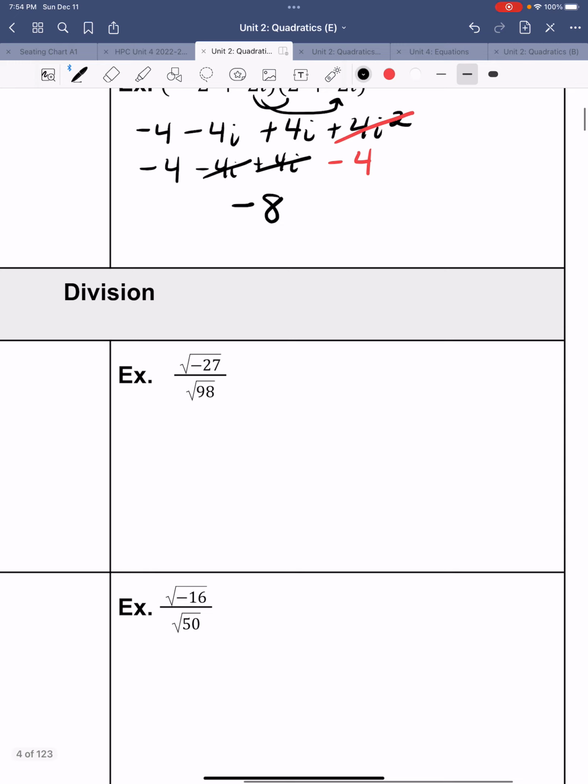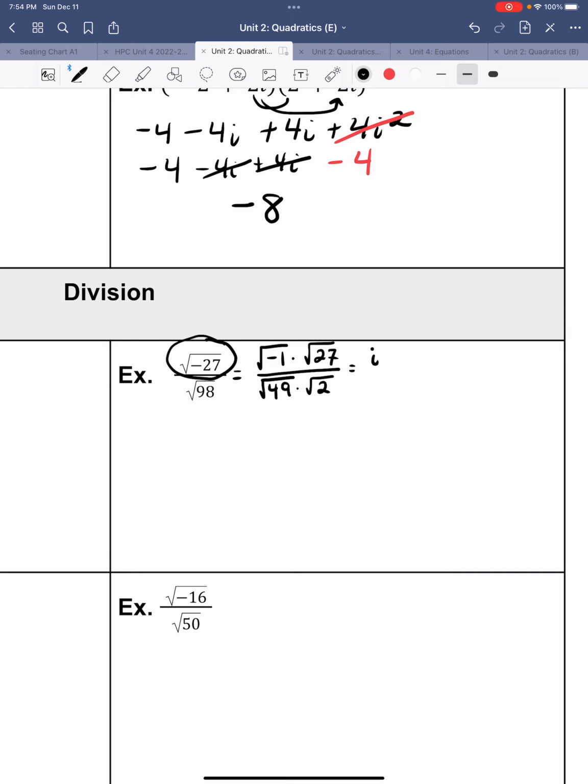We have something that looks like this. We've looked at some of these in the previous class. We're just going to go ahead and simplify it down. So I'm going to start by breaking down the square root of negative 27. That gives me the square root of negative 1 times the square root of 27. All over, I'm looking for the largest perfect square that goes into 98. That's going to be 49. So square root of 49 times the square root of 2.